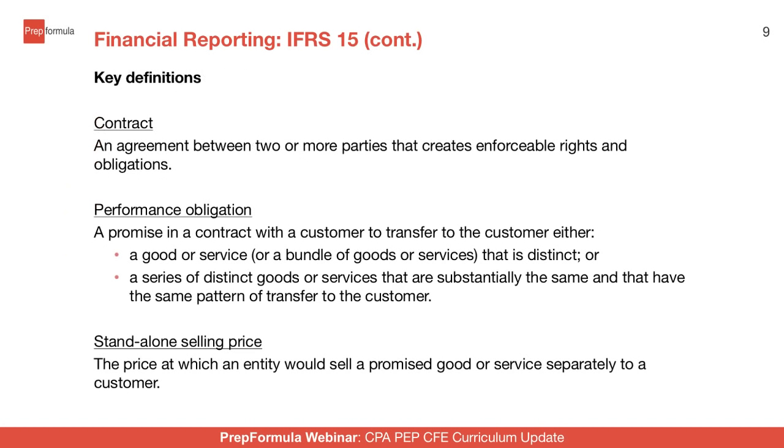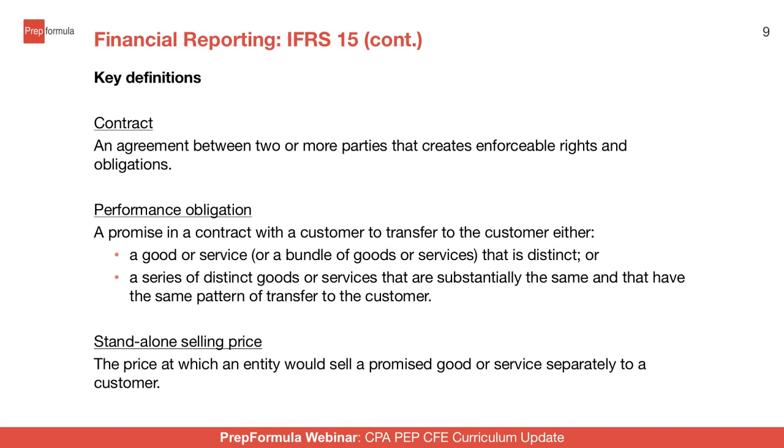So let's talk about a few key definitions, which again, you really have to understand. Contract, you really mean an agreement between two people that creates an enforceable right and obligation. Okay, a contract doesn't have to be written. It just has to be enforceable in nature. Okay, so somehow enforceable. That could be something else. Performance obligation, a promise in a contract with a customer to transfer to the customer either a good or service that is distinct or a series of distinct goods or services that are substantially the same, that have the same pattern of transfer to the customer.